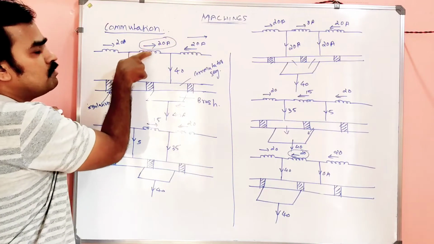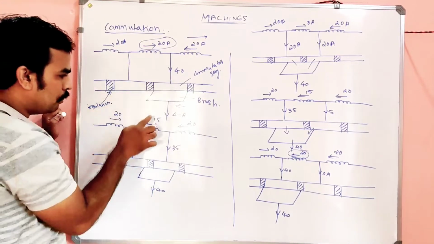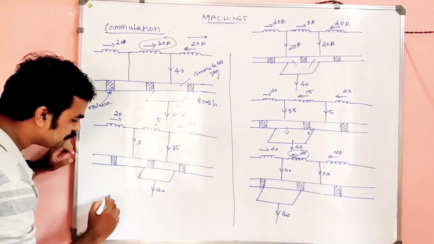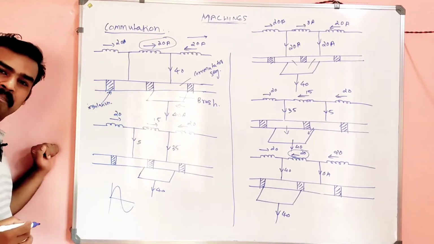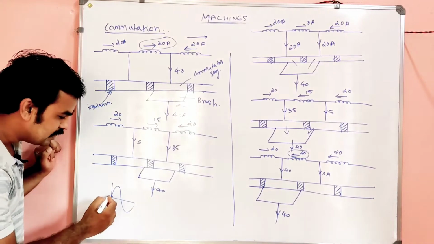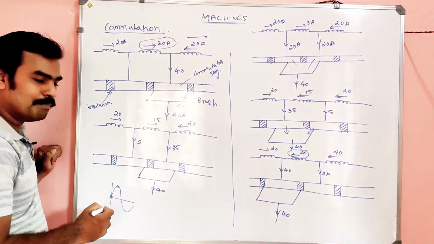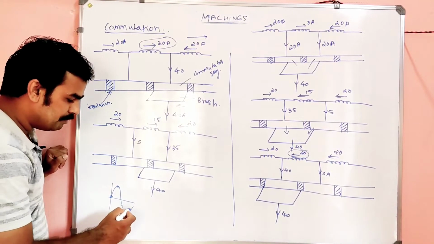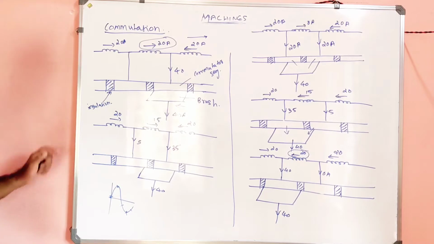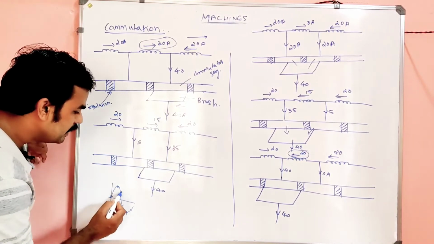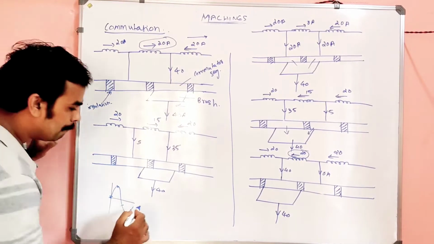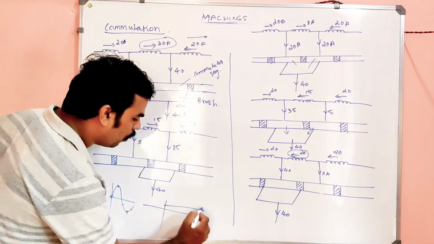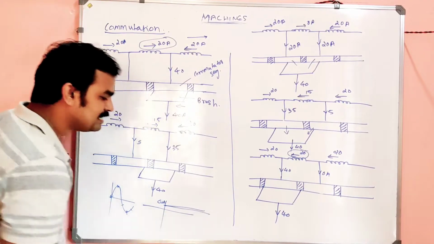Suppose you focus on this coil only. If you focus on this coil only, the waveform will be like this. 0 will be there. Maximum plus 20 will be there. Minus 20 will be there. In between 15 and 15 will be there. Everything will be there. That means the wave induced in the coil will be like this. But what is the output? It is always 40 ampere. The coil current will be AC.